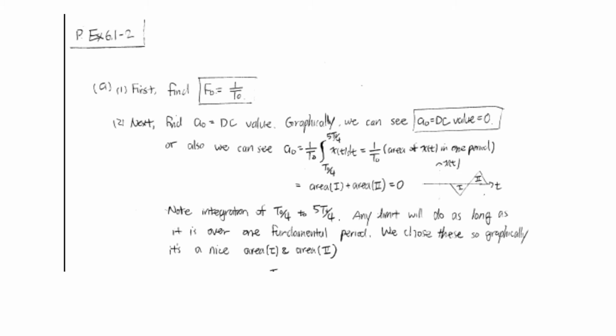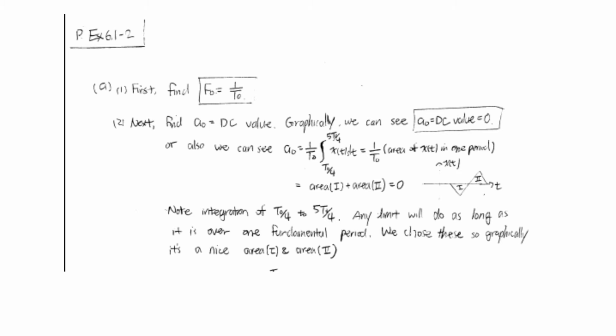The next step is to find the DC value, which is going to be your k equals 0, a0 term. And in this case, it's really nice to just do it graphically. We know that there's no DC shift, so a naught is just going to be 0. So we can breathe a sigh of relief.